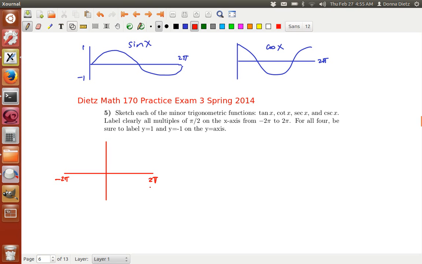Alright, so one thing we want to know is, where is this guy 0? Tangent of x is going to share the zeros with sine of x. Well, we also know it's going to have asymptotes where cosine is 0. And the cosine zeros interlace the sine zeros perfectly evenly. So I'm just going to put dotted lines to indicate there's asymptotes there.